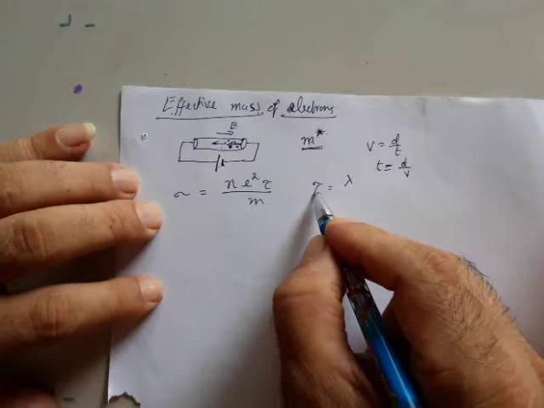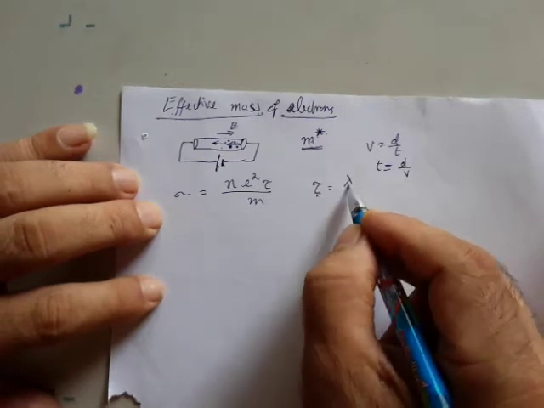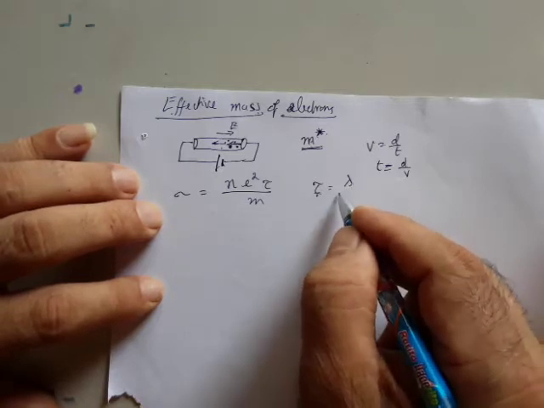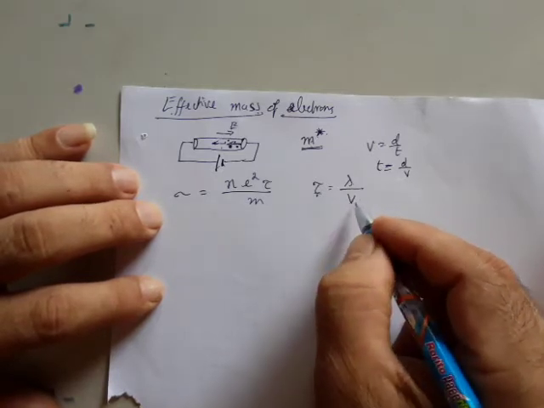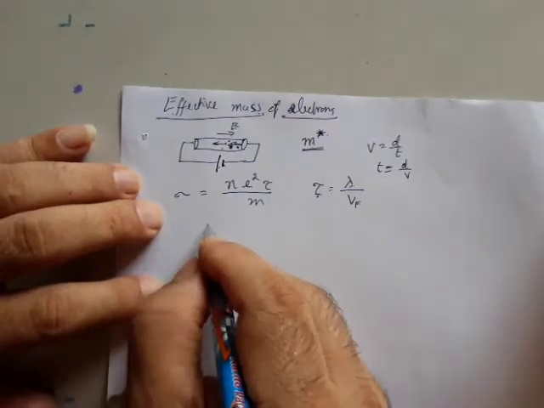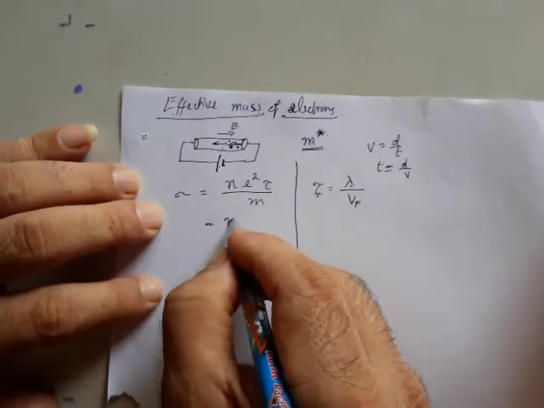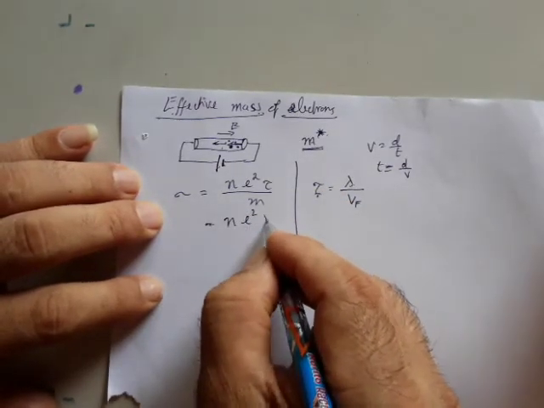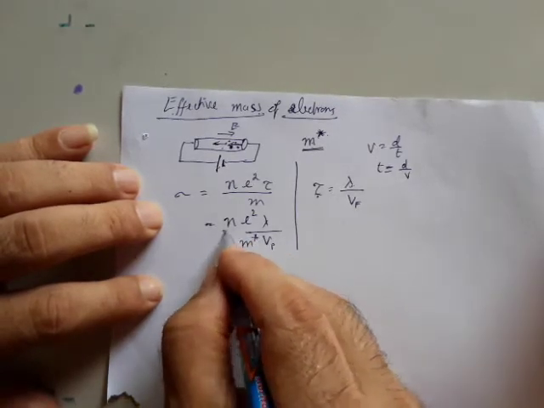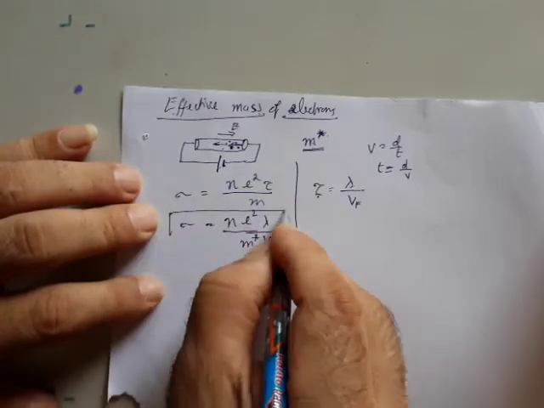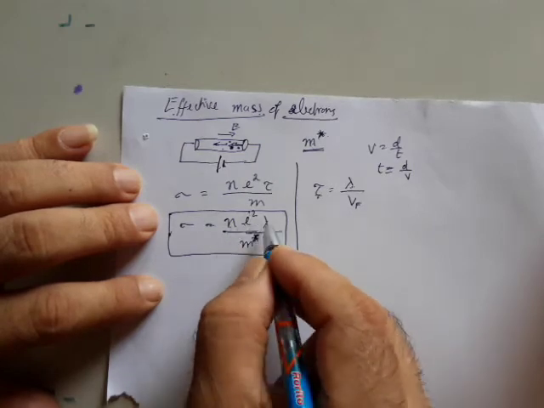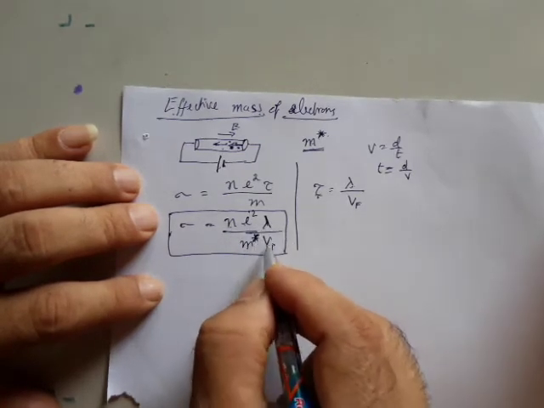This is called the mean collision time. This is called the mean free path, that is, the path traveled by an electron between two successive collisions, divided by the velocity. And let us consider only the Fermi velocity, Vf. Therefore, the above equation I can represent as n e square lambda divided by Vf into m, but m I will consider as m star. So the quantum mechanical concept replaces the classical equation with n e square lambda divided by m star into Vf.